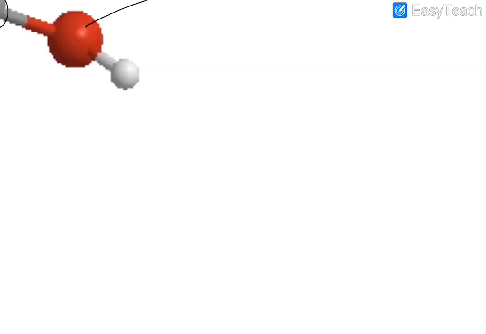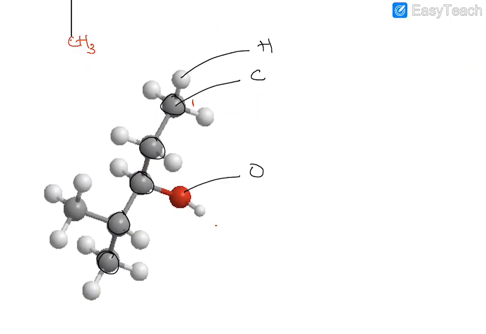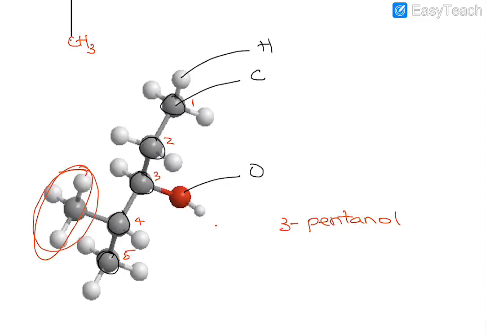So let's count the carbon. So 1, 2, 3, 4, 5. You have a side chain here. So the OH is on the 3rd carbon. Either way we count, it's still going to be on the 3rd carbon. So this is a pentanol molecule. So 3-pentanol. And then you have a methyl, which is on the 4th carbon. Now, if you count like this, the methyl will end up with number 4. So if you count like that, so 1, 2, 3, 4, 5, the methyl now ends up on carbon number 2.